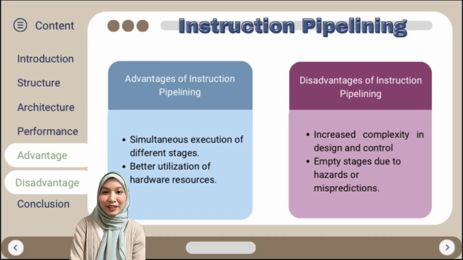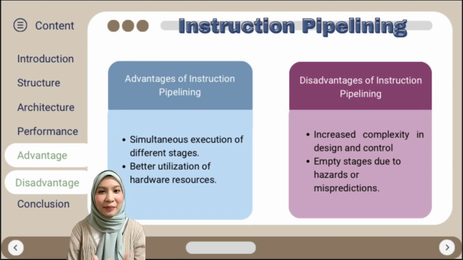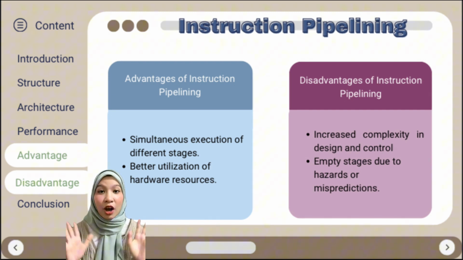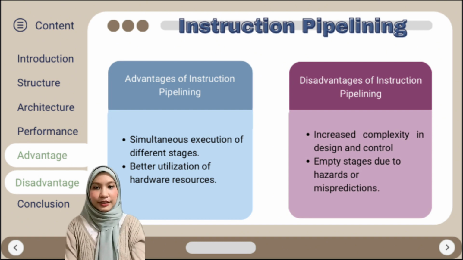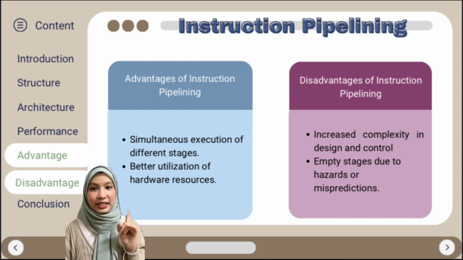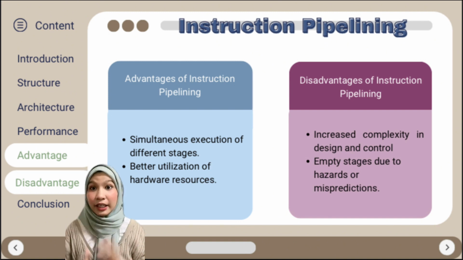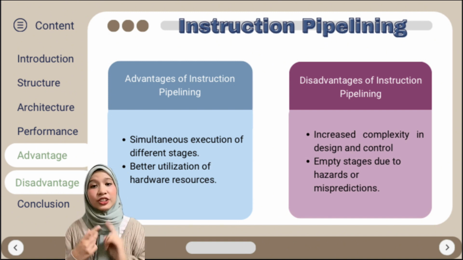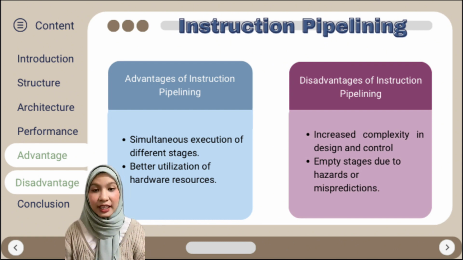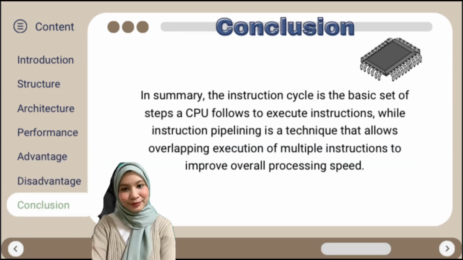So right now, we will talk about the advantages of instruction pipelining. First, simultaneous execution of different stages. It can enhance speed. And second is better utilization of hardware resources. So, the next one is the disadvantages of instruction pipelining. First, increased complexity in design and control: managing hazards, ensuring correct ordering, and handling exceptions add complexity to the architecture. And second is empty stages due to hazards or misprediction.